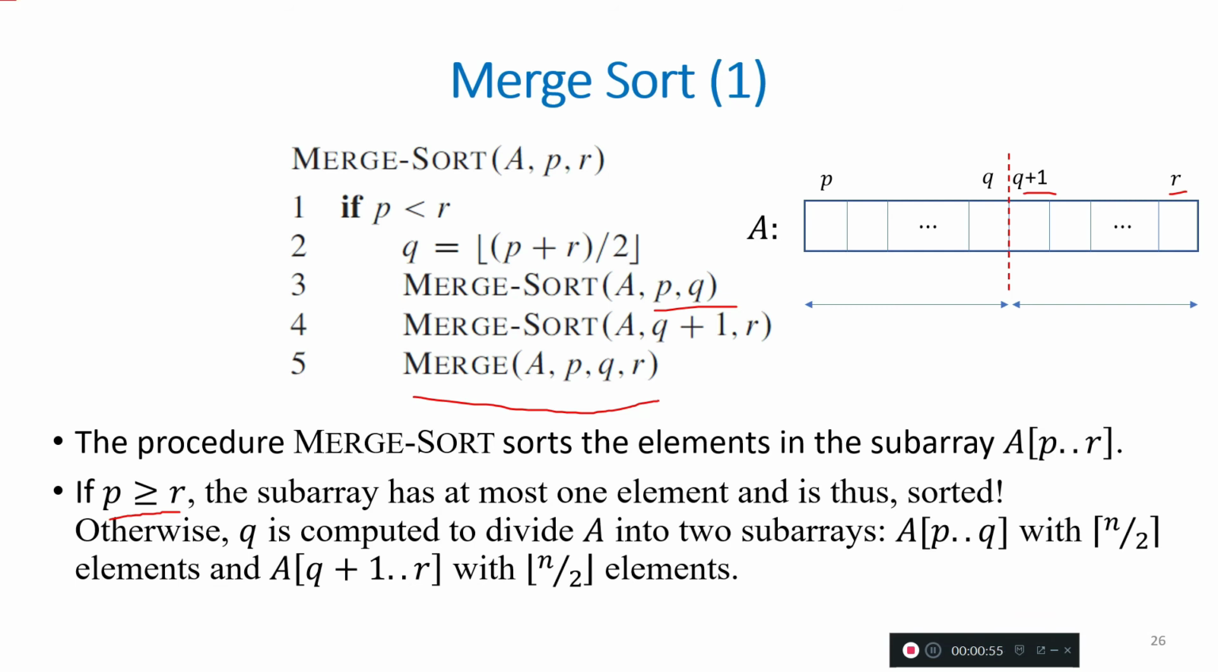If n is the size of your array A and n is an even number, then Q would be equal to n divided by 2. And we would have 2 equal halves. But if n is odd, then we would have to use ceiling and floor operators to divide the array into 2.